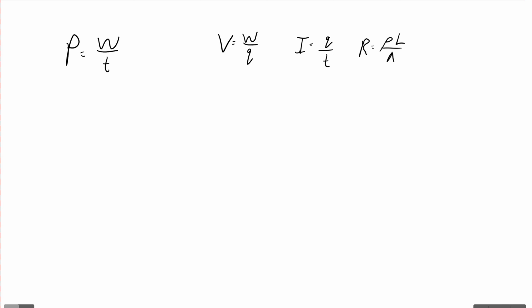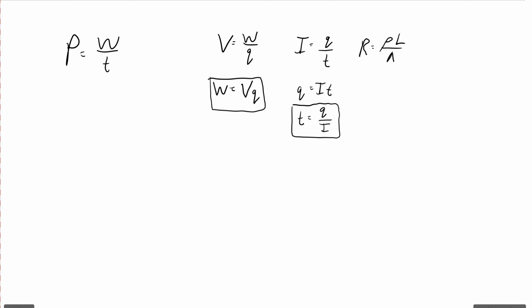So let's see. Okay, well, there's two ways to think about it, right? So if you wanted to, you could solve in the voltage equation: work is equal to the voltage times the charge. And let's solve for time now. So if we cross multiply, Q is equal to I times T. And that means that T is equal to Q divided by I. And now we have an equation for work or electrical energy and an equation for time that are in terms of our electricity stuff. So we have voltage, charge, and current.